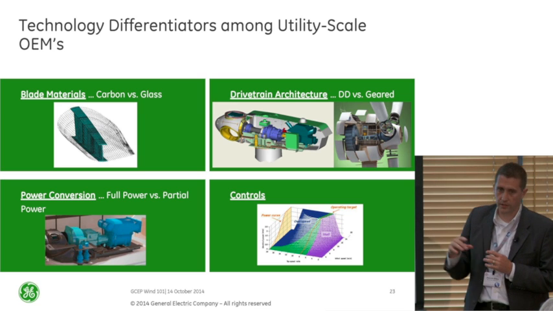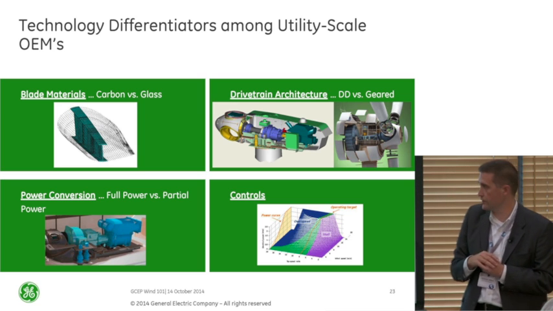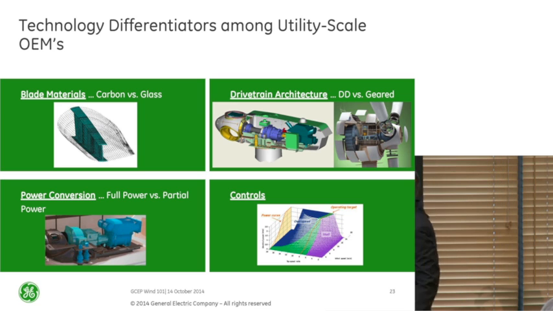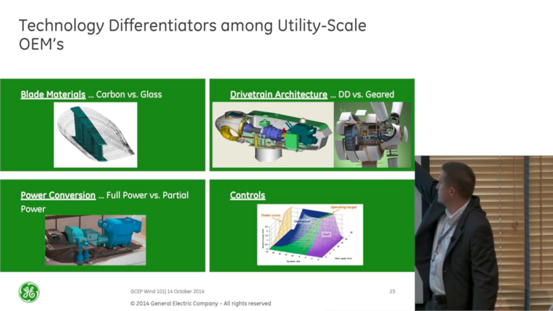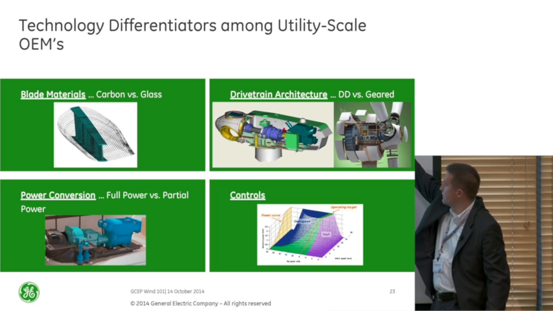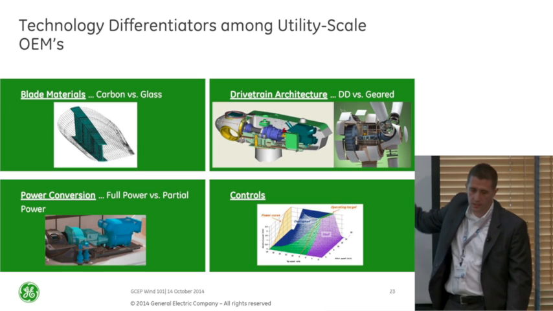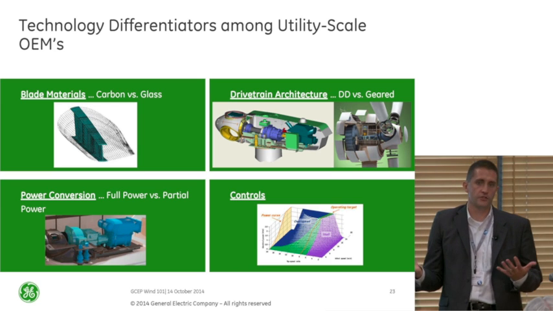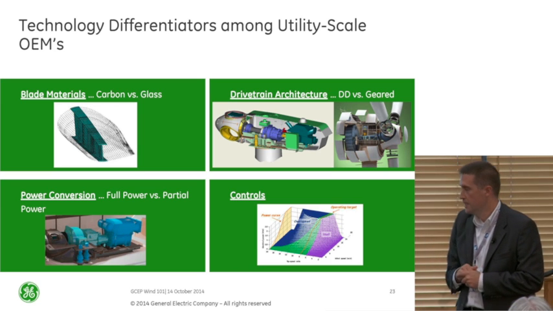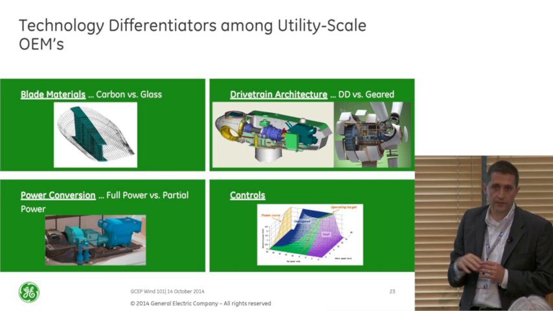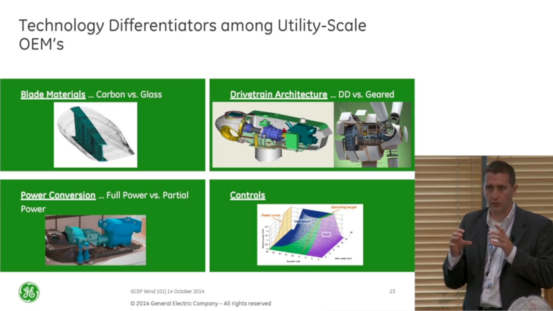One of the big ones you'll see across the industry is the drivetrain architecture. So here's the traditional one I showed you before, the geared, and here's a look at a direct drive unit where you have the big generator in the back. This is a GE cutout of what we would think our direct drive generator might look like. We're really focused on the geared solution. When you really want to compare these, you don't just look at the cost associated with them, you have to look at the efficiencies.